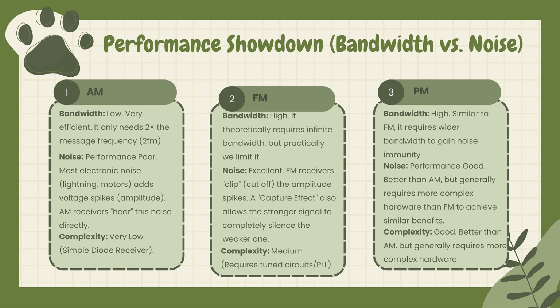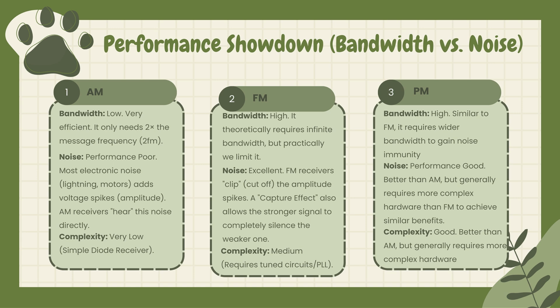Next, let's look at frequency modulation. FM requires a much wider bandwidth. In theory, the bandwidth is infinite, but in practice, it is limited to an acceptable range. The main advantage of FM is its excellent noise immunity. FM receivers are designed to ignore amplitude changes and only respond to frequency variation. This also uses a feature called the capture effect, where the stronger signal completely suppresses weaker signals. In terms of complexity, FM systems are moderately complex as they require tuned circuits or a phase lock loop.